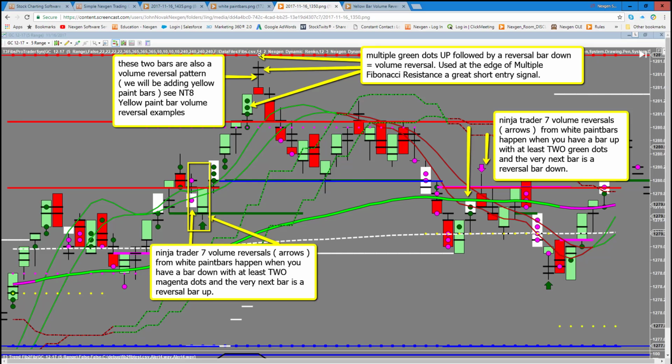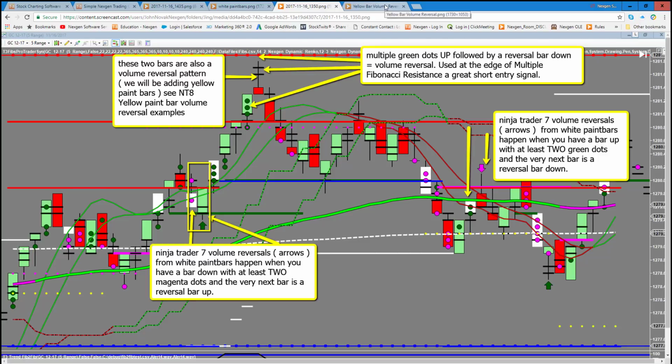And then you'll see as we reach the edge of Fibonacci resistance, we have an antenna bar, which takes us back down again. And then as we pull back into Fibonacci resistance with all of our trigger lines going down, you'll see we have a white paint bar up, but it's not really a long signal. It's the next bar down that will end up being a short signal for us.